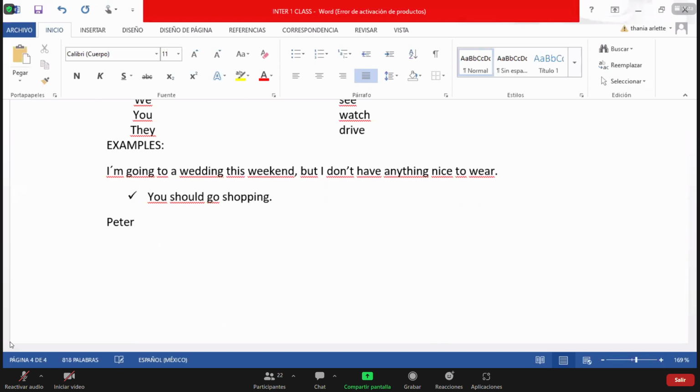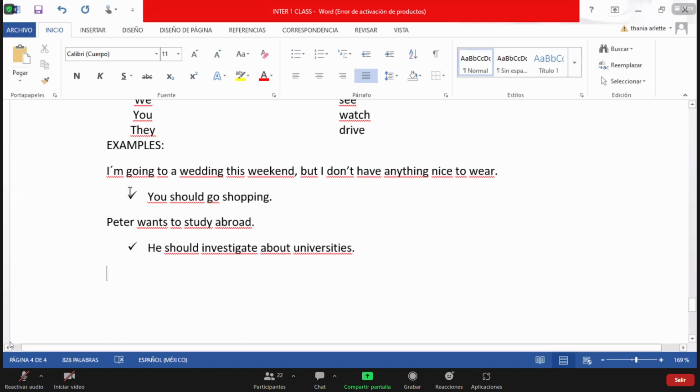Peter wants to study abroad. Peter wants to study in a different country. So the suggestion is this: he should investigate about universities. It is a good idea. If Peter goes without any information, maybe it would be a mess. It would be a disaster if he goes like that.